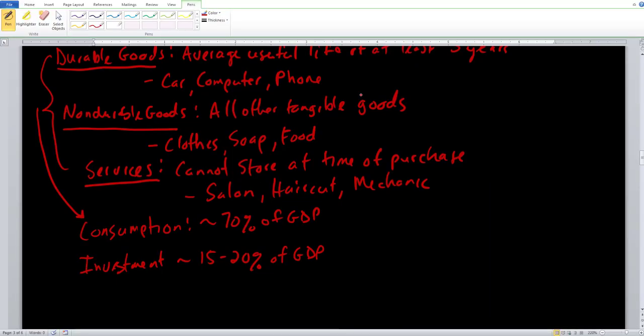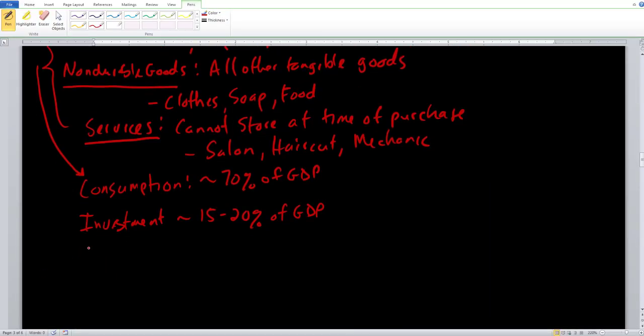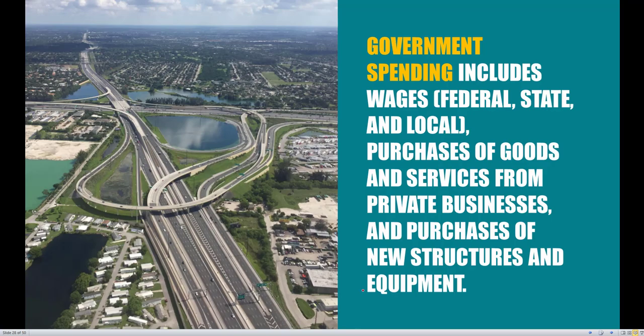And in terms of government spending, this one is actually fairly stable over time, but it's going to depend on the type of government policies we have in place. So in terms of government spending, this is roughly about 20% of our GDP. And like I said before, it does depend on the type of administration that we have in power and the type of policies that they want to go ahead and pursue.